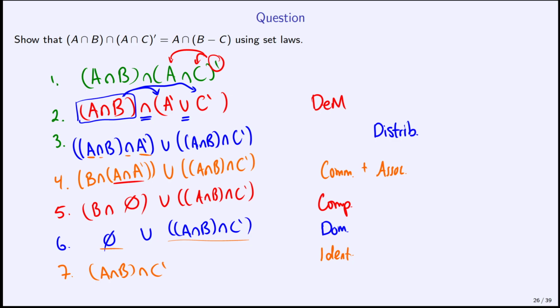Okay. Now, we shouldn't forget our final goal here. The final goal is to get A intersection B minus C. So I can do some reverse engineering here. I see B minus C, right? Well, the complement law says this is the same thing as B intersection C complement. So I want to try to get these together. So what I'm going to do is, in this case, now let's go back to green on 8, I'm going to use the associativity law to move the brackets on B and C complement together. So I'm going to get A and B and C complement.